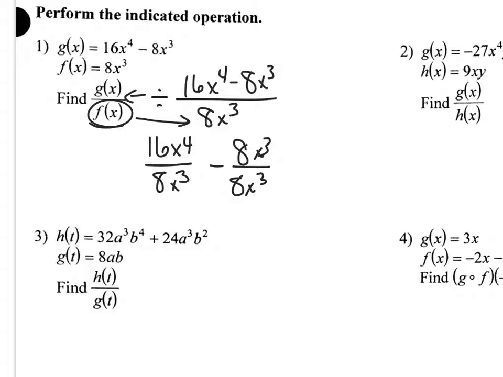So the final answer, remember, divide the numbers, subtract the exponents, and this one right here, remember, anything divided by itself is 1. Okay, there's two terms on the top. Two terms on the top. There should be two terms in your answer.